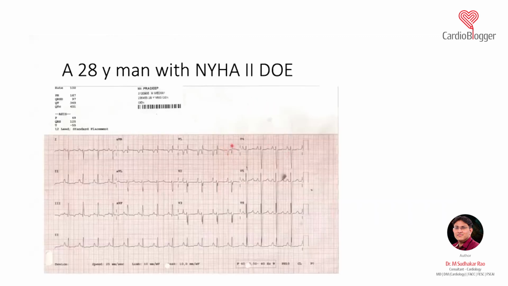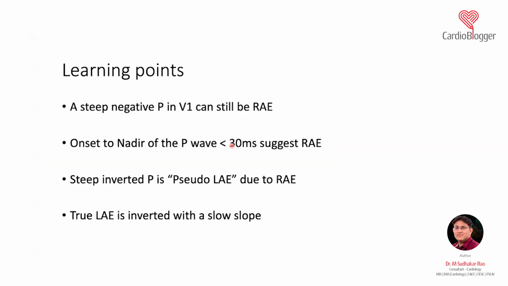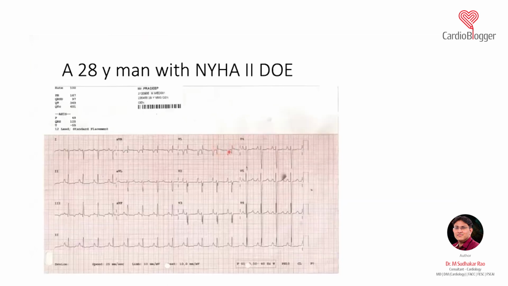There is a steep negative P in V1. The onset to the nadir of the P wave less than 30 milliseconds suggests right atrial enlargement. As I told you, from the onset to the peak, if it is less than 1 small box, it is still a right atrial enlargement.